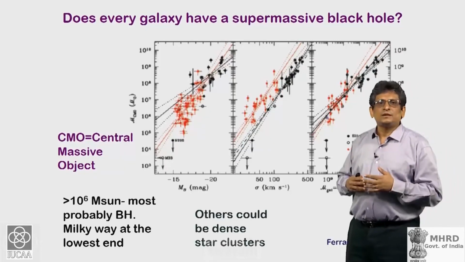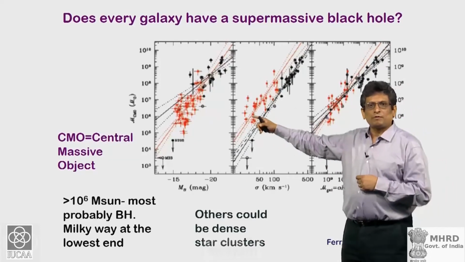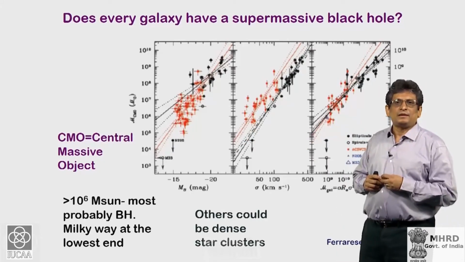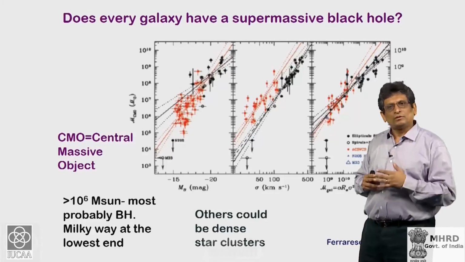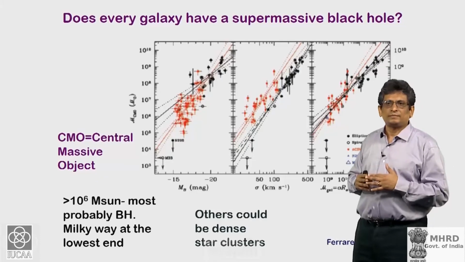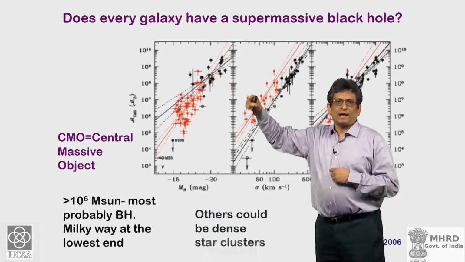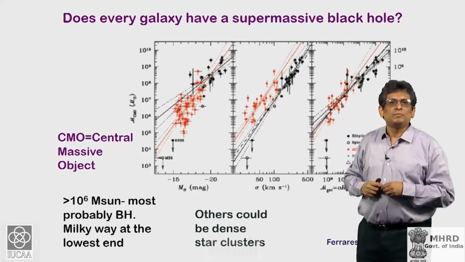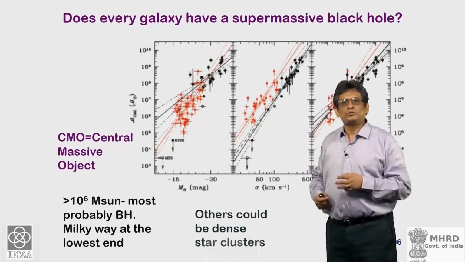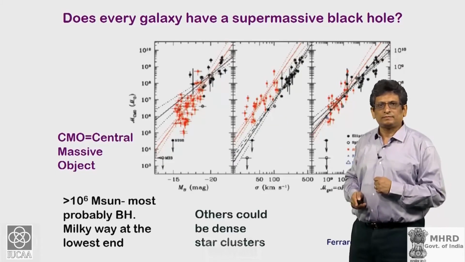There are many galaxies where the central object is much lower, of the order of 10 to the power 4 or 10 to the power 5 times the mass of the Sun, and it is not clear to us whether we can call these black holes. They're probably very massive star clusters in the middle. But it is clear that almost all the massive galaxies have supermassive black holes in the middle. In this plot, they are marked as CMO, central massive object. The massive object is, in these cases, the supermassive black hole.